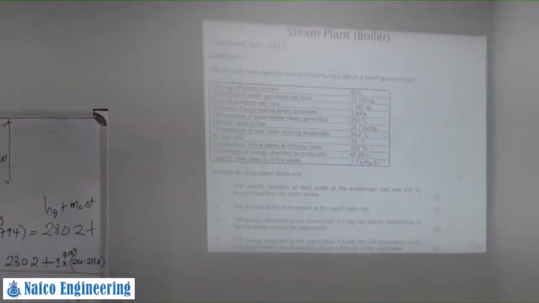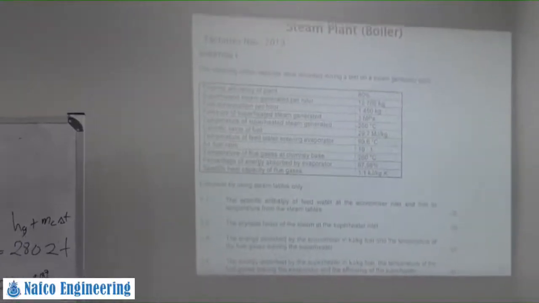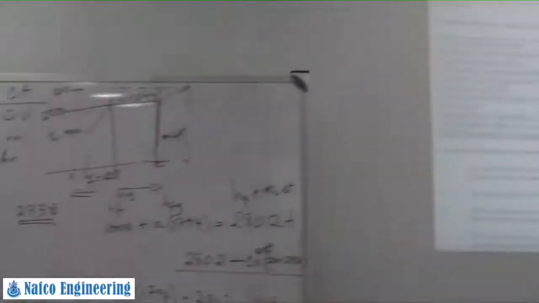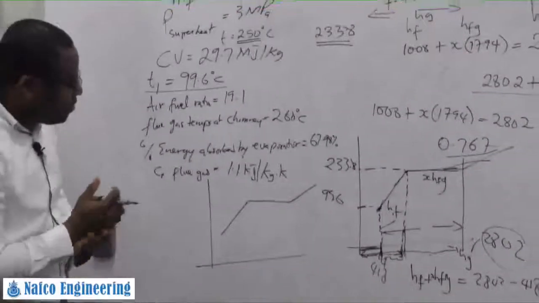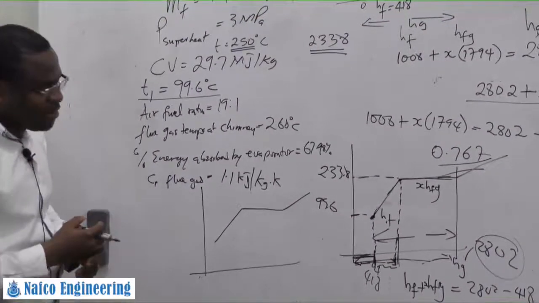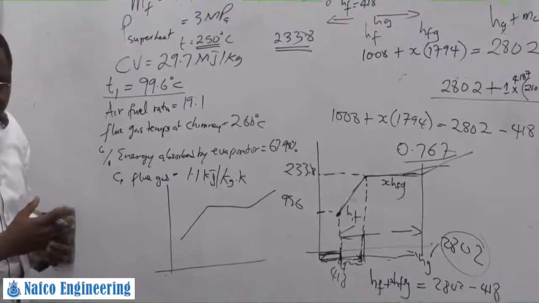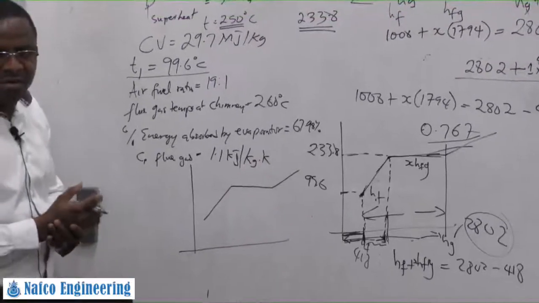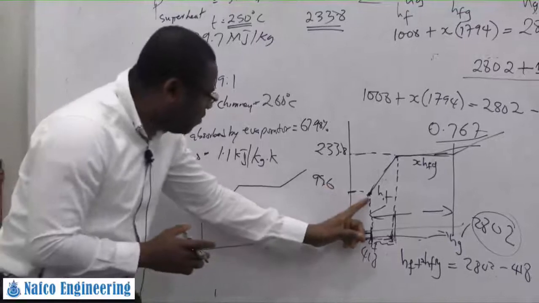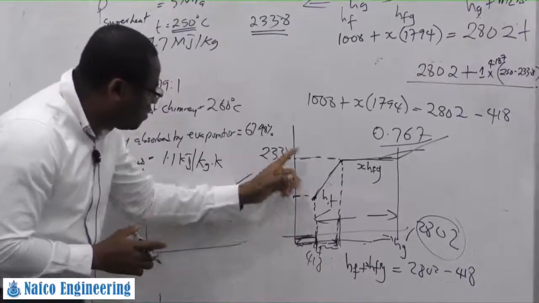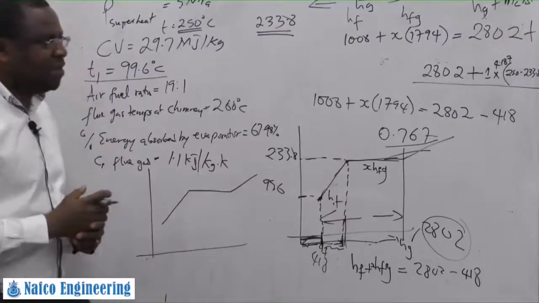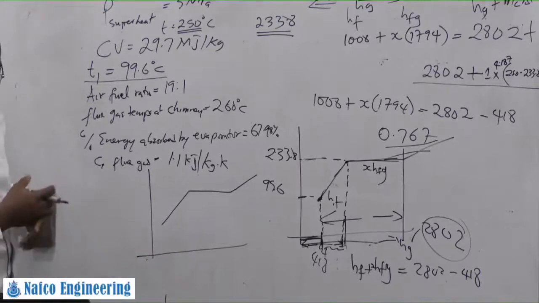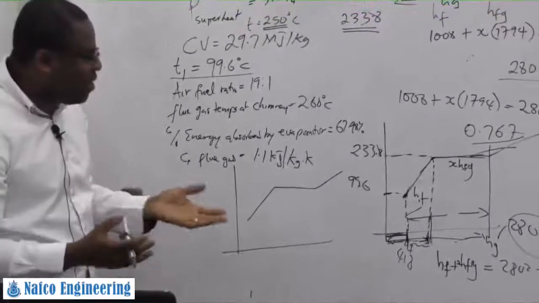So how do you get it? Energy absorbed by the economizer. You must know the temperature into the economizer and temperature out of the economizer. Yes. So temperature into the economizer is 99.6. Temperature out of the economizer is what? We have gotten it from the table, 233.8. Yes. Did you get it? Look, we put it already, 99.6, this temperature, and this one, the saturated temperature we got, is 233.8. Remember, we're using the steam table to solve, right? Agreed? Yes. So now, if you're asked to calculate the energy absorbed by the economizer, so what will it be?